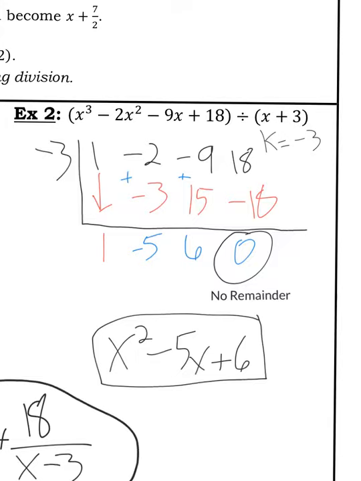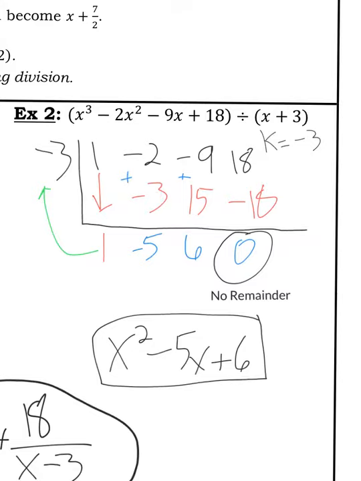Okay, so I wrote my coefficients. This is a 1x to the third, negative 2x squared, negative 9x, and then an 18. And then I flipped the sign, so k is negative 3, so I put a negative 3 on the outside. And then you bring the first number down, and then remember, you're multiplying. So what is 1 times negative 3? That is going to be negative 3.